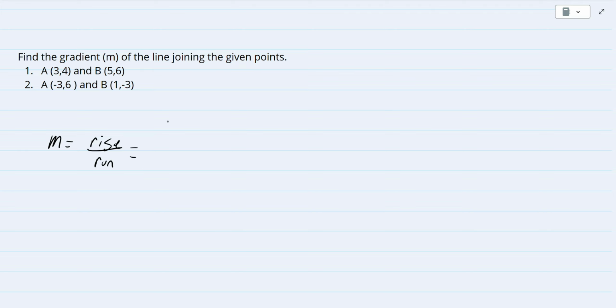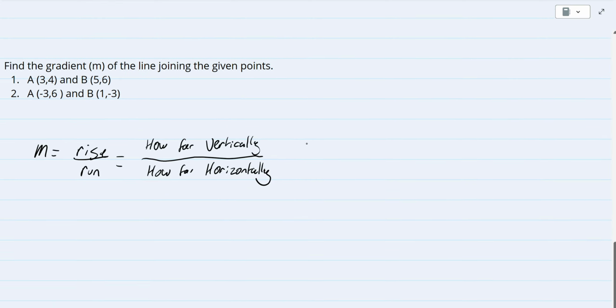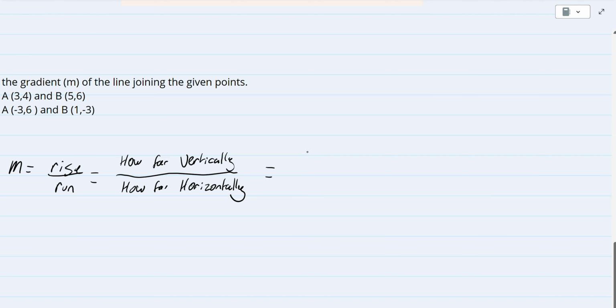And that is like dividing how far it moves vertically by how far it moves horizontally. I.e., y movement divided by x movement.